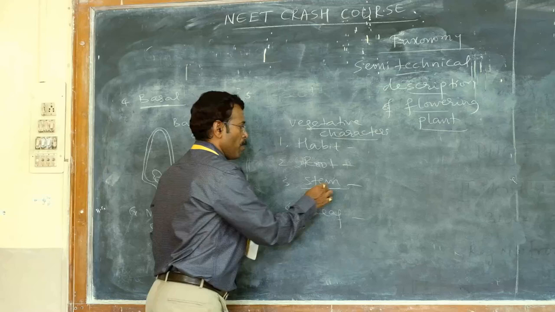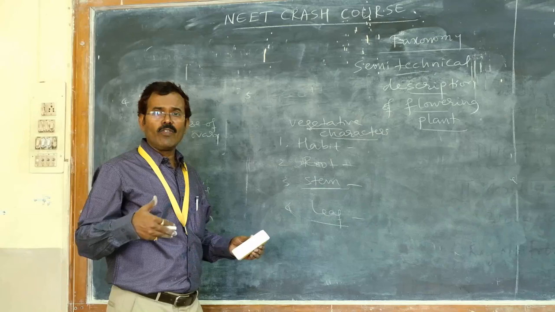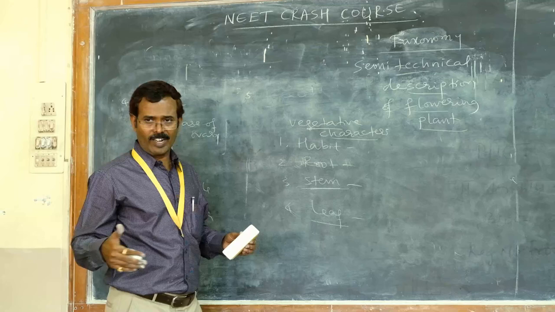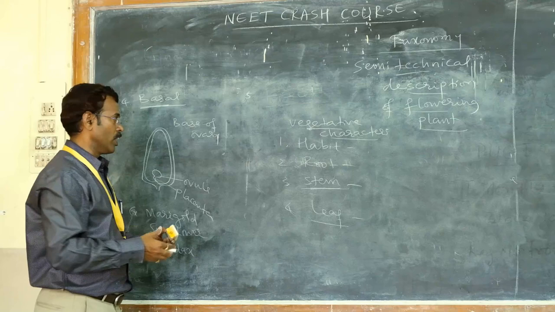Then the leaf, whether it is simple leaf or compound leaf, then phyllotaxy, arrangement of the leaf, alternate or opposite or whorled. Then we have to mention the venation, whether it is reticulate venation or parallel venation. As you know, dicots have reticulate venation and monocots have parallel venation. So these are all vegetative characters. After learning the vegetative characters, we have to move on to the floral characters.